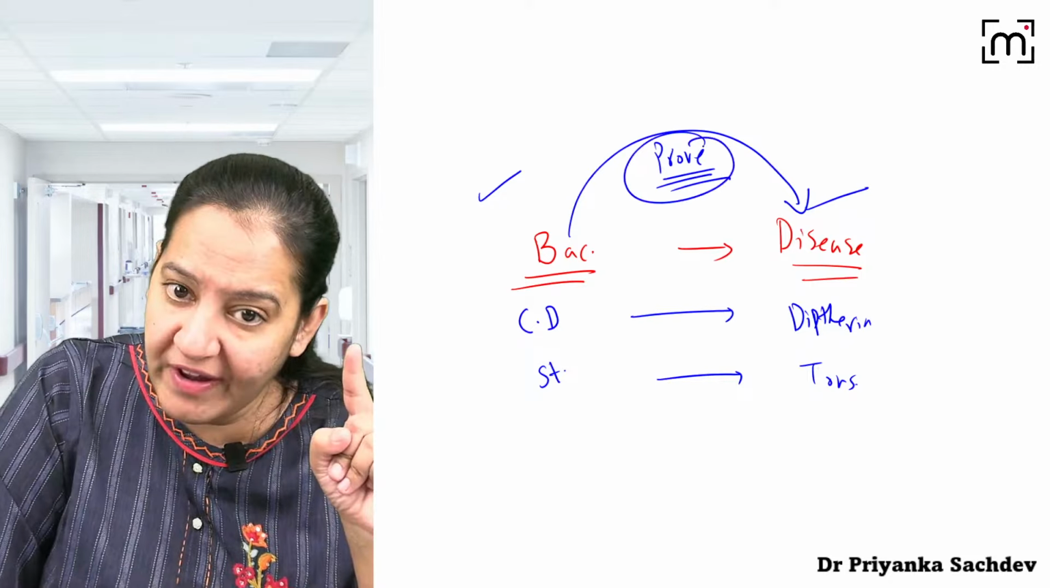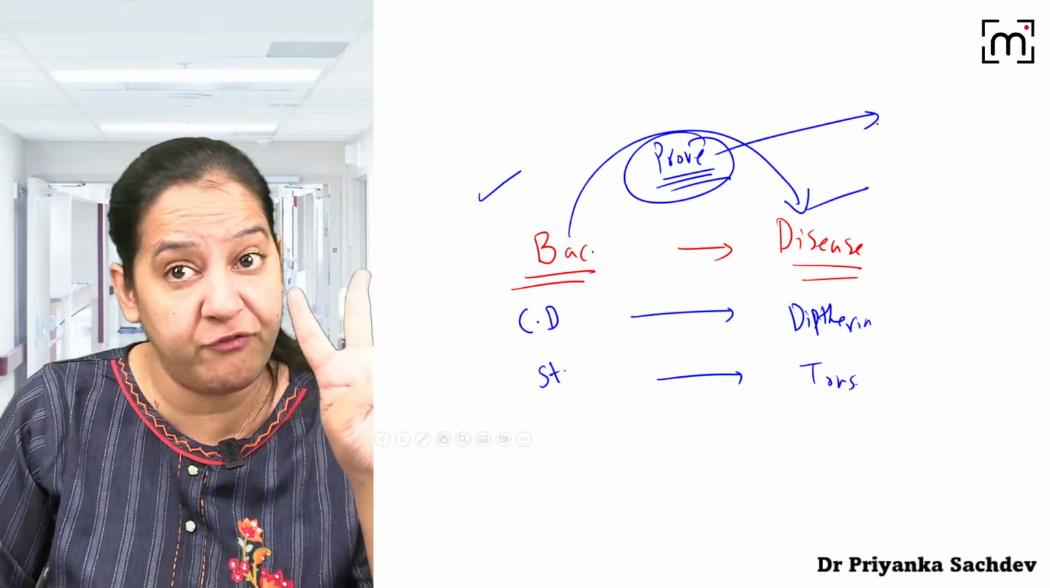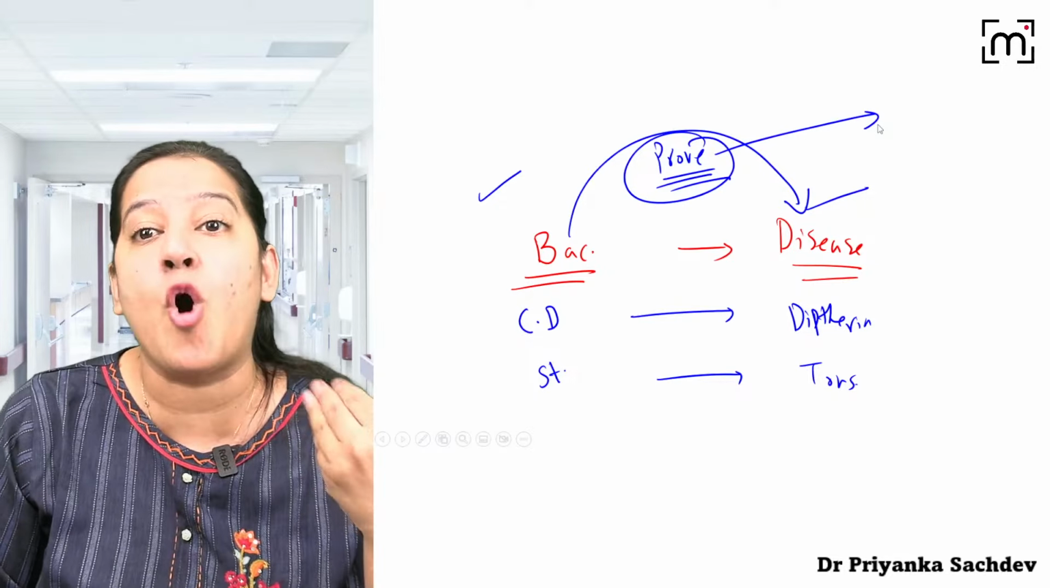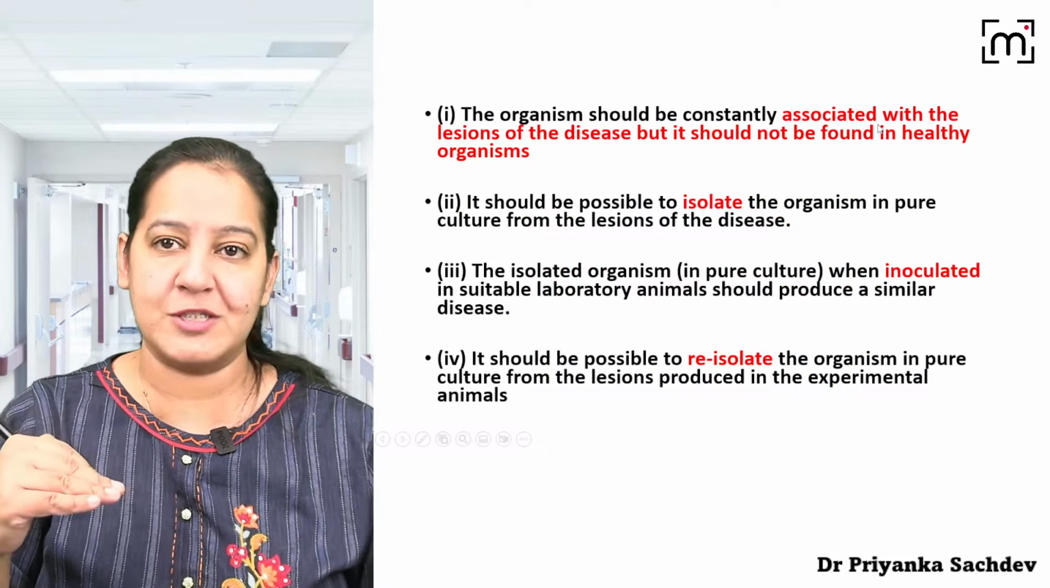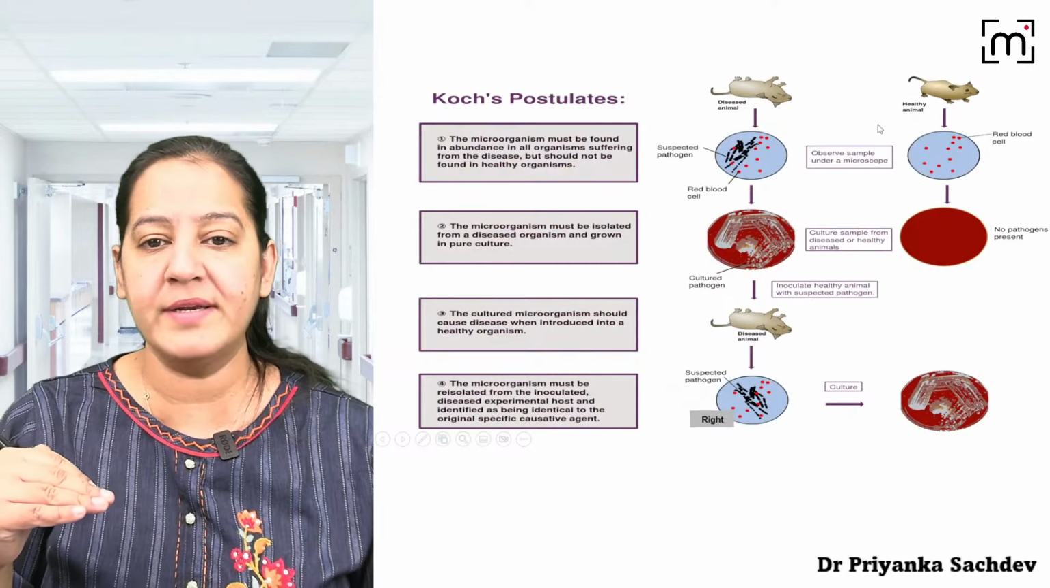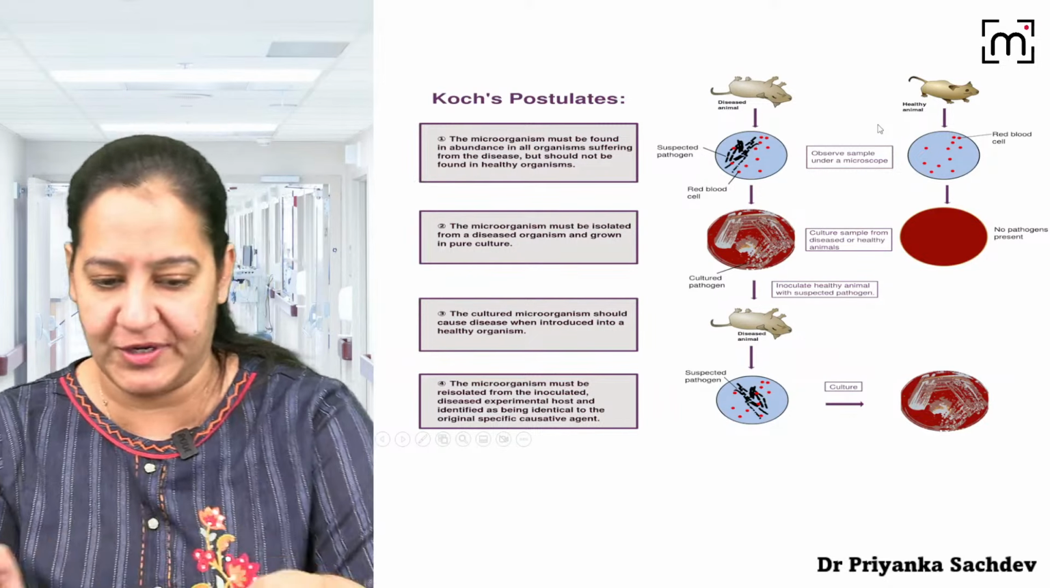For proving, there are 4 Koch's postulates given by Robert Koch, the scientist. Now, these are the 4 Koch's postulates. What does it mean? Let me explain you.